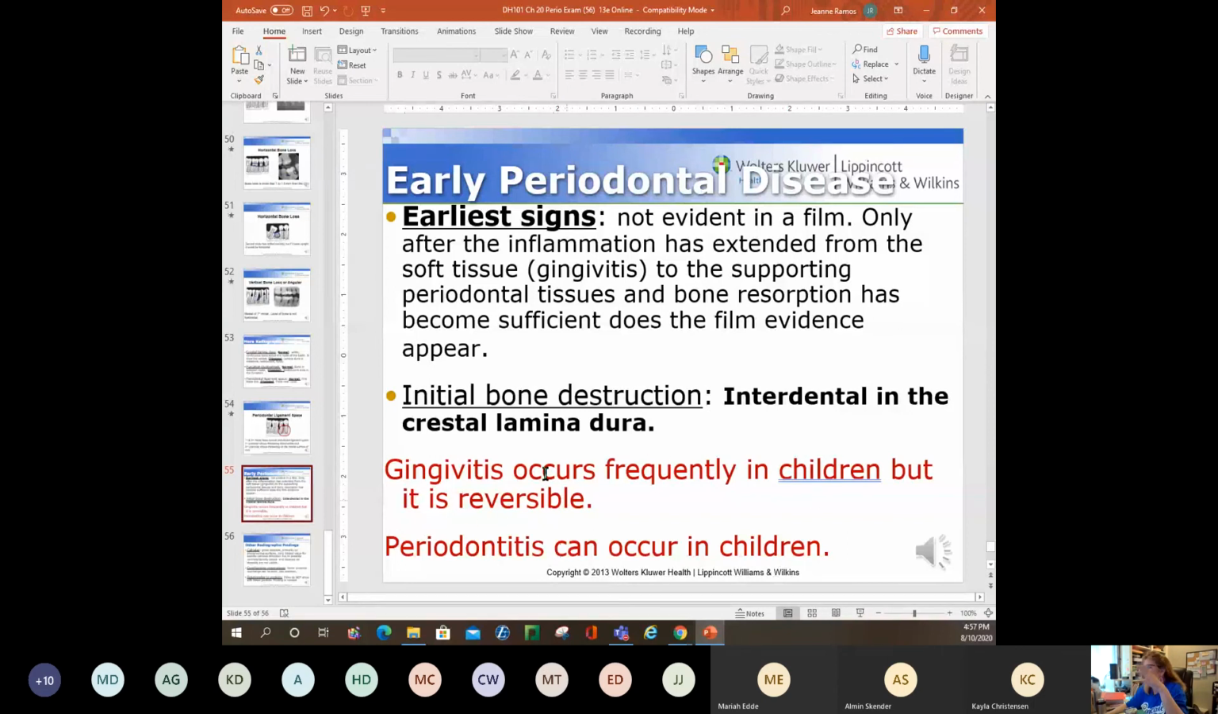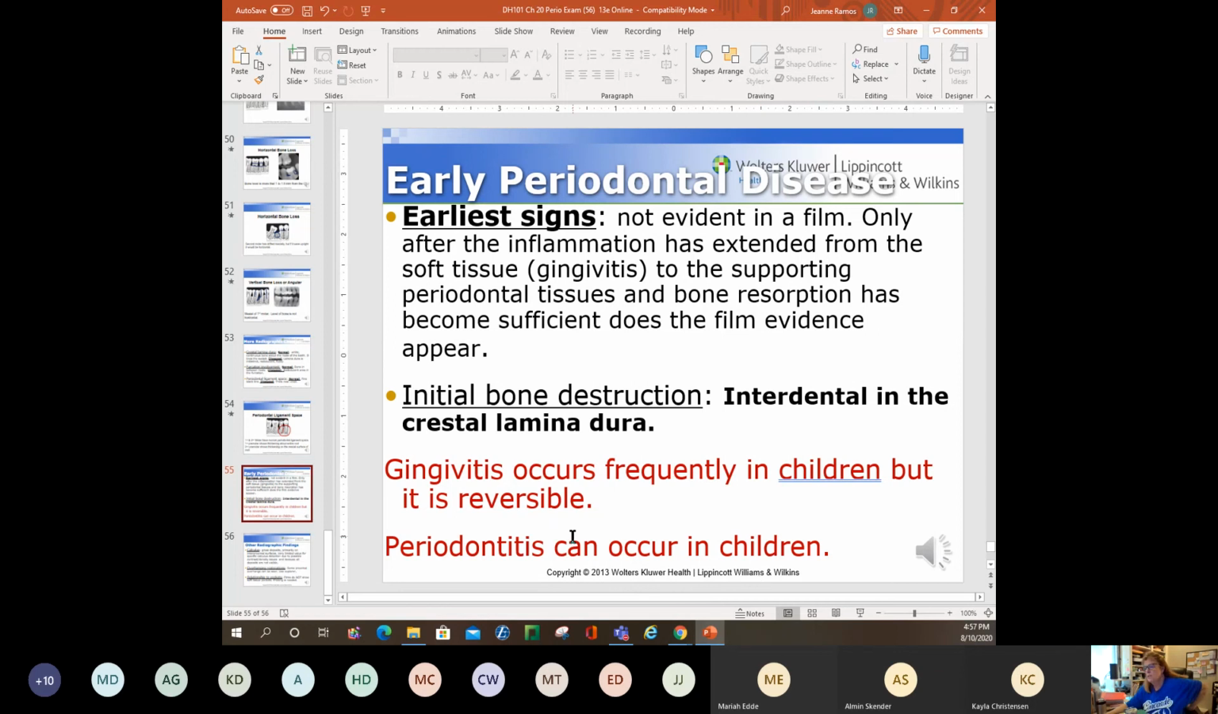If it goes below and it's anything that surrounds the root, then you always have it. You just have maybe a lighter case and a worse case of periodontal disease. So gingivitis you can have as a child and as an adult. Periodontitis you can have as a child and adult.